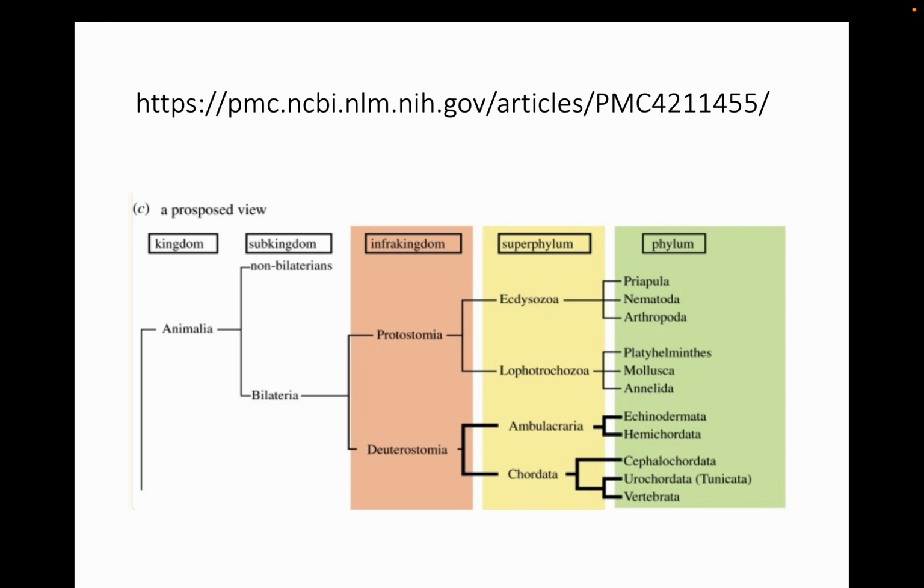Okay, so just a review. This is how we can look at the Deuterostomia. The ambulacrarians, which cover the echinoderms and the hemichordates, the acorn worms; the Chordata, which include the lancelets, the Cephalochordata, the Urochordata, the tunicates, and of course, the subphylum Vertebrata.